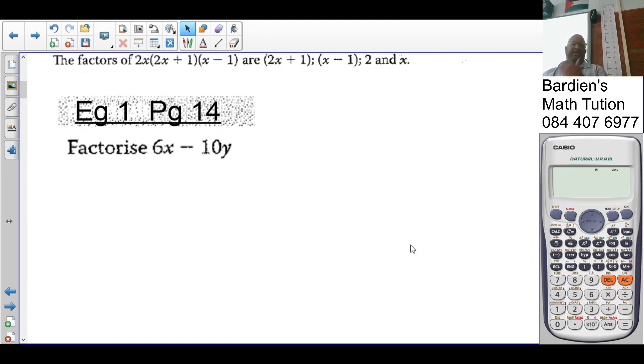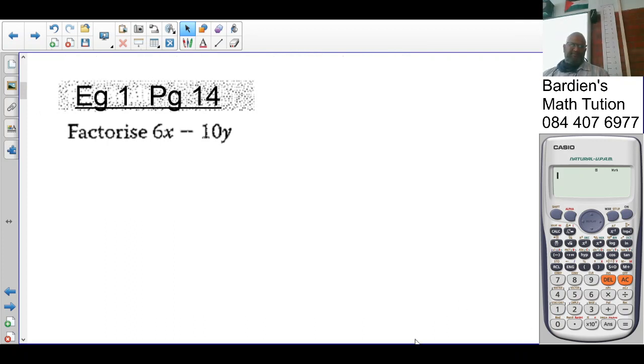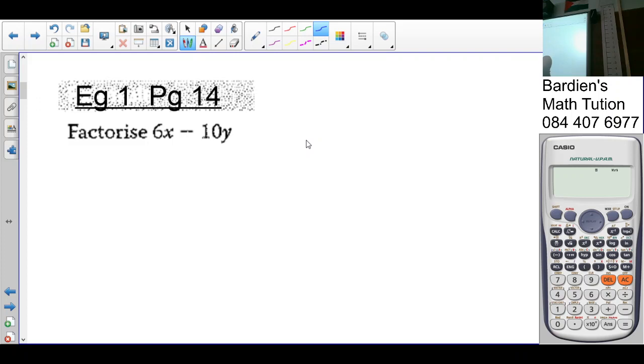The question says factorize 6x minus 10y. So what is common here in these two terms? 2. You all agree with that? We will always take out the highest common factor, the biggest factor that can be taken out there. And the highest common factor here is 2, which then gives us 3x minus 5y.